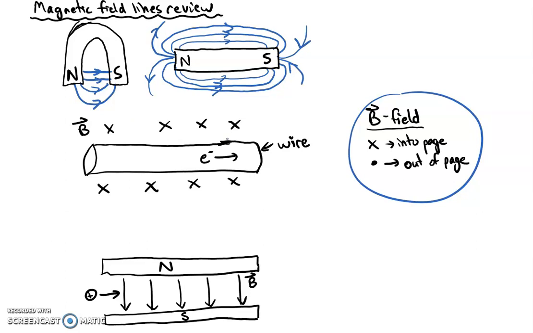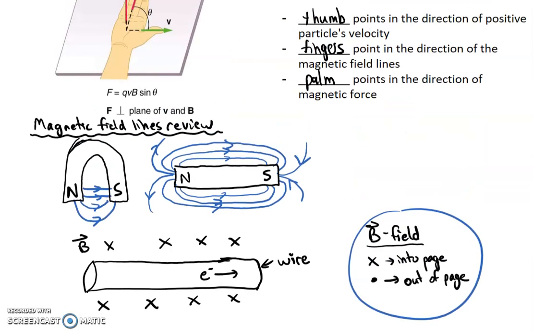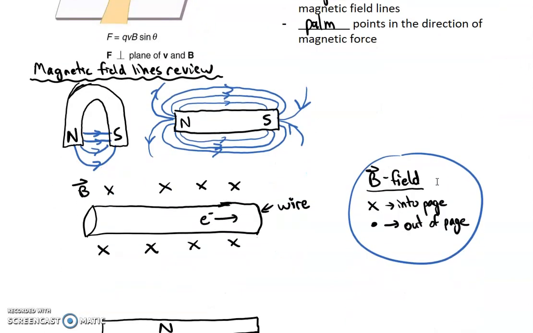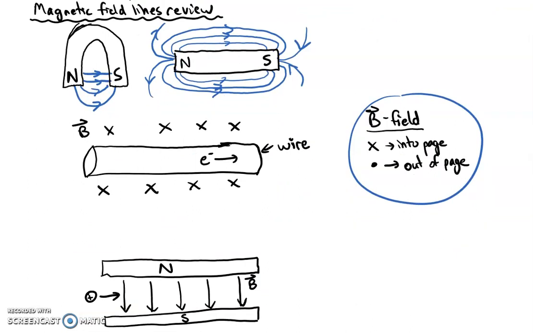It's important for us to notice, if you didn't catch it before, let me go up and point it out again: the thumb points in the direction of the positive particle's velocity. The positive particle's velocity. Don't miss that. If you didn't have that highlighted before, make sure it's highlighted now. Well, we have an electron moving here, which means the positive particle's velocity is actually in the opposite direction.